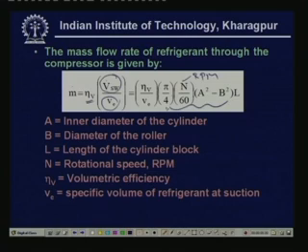So pi by 4 into (A square minus B square) into L is the volume between the cylinder block and the roller. If you multiply that by the rotational speed, that will give you the displacement rate, and the actual mass flow rate is nothing but the displacement rate times the volumetric efficiency divided by the specific volume. That is what is shown in this equation.